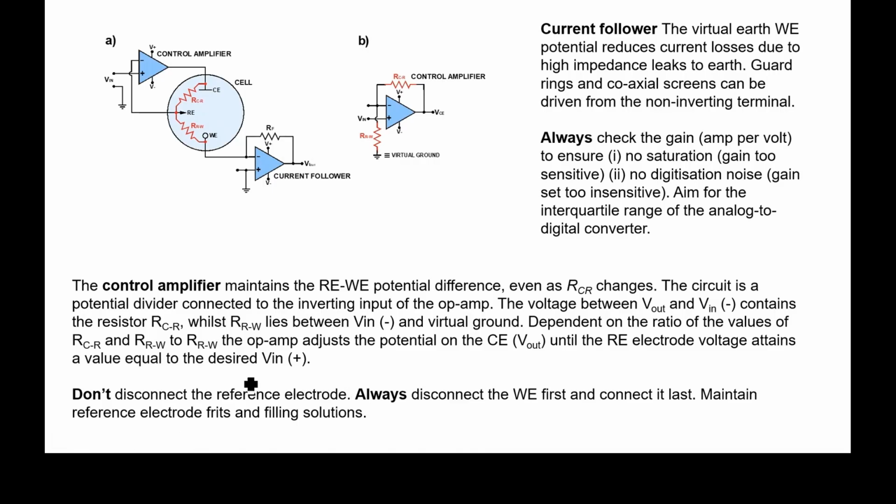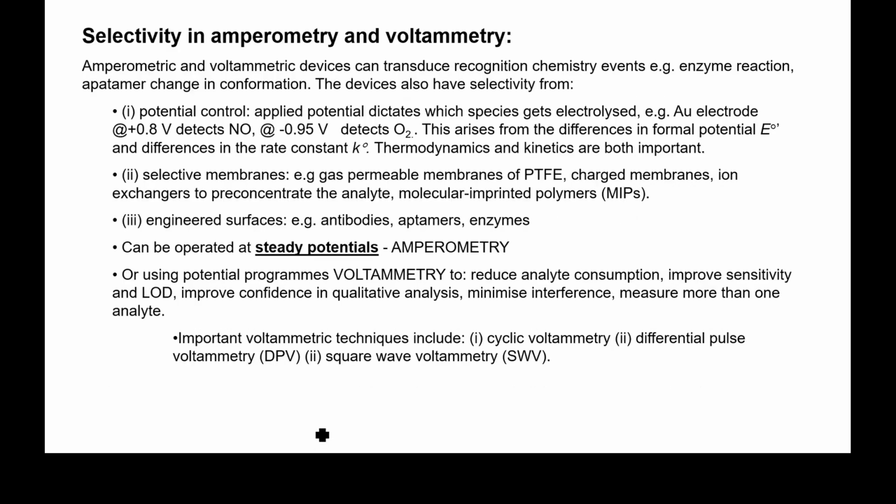So don't disconnect the reference electrode. Always disconnect the working electrode first and connect it last. Maintain your reference electrode frit and check your filling solutions. So, top advice. Where does the selectivity come from in our amperometric devices?